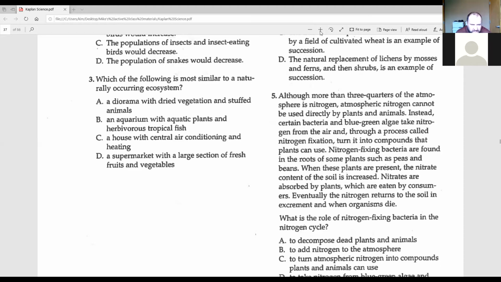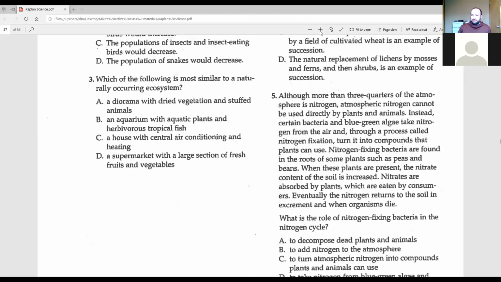C, a house with central air conditioning and heating. Or D, a supermarket with a large section of fresh fruits. This is one of the most obvious answers I've seen in a while, and kind of a dumb question in terms of they don't really give you any tough ones to decide. Which one includes living things at all, right?